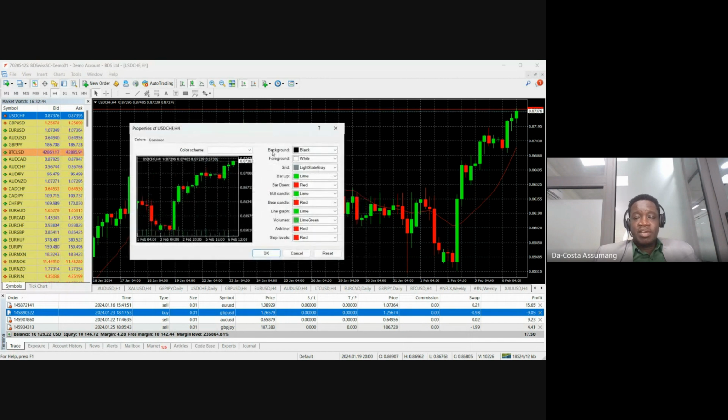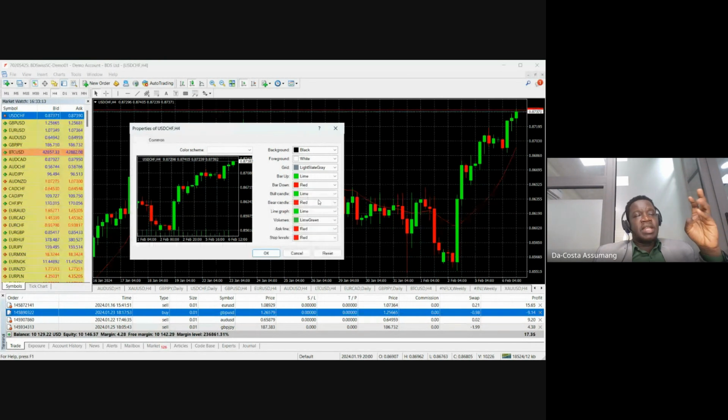Then you will see these features. You see background black. Yes, we already have the background to be black. We have bull to be green. We have bear to be red. Please note these terms. Like I told you yesterday, trading involves two parties: the buyer and the seller. The buyer buys when he believes that whatever he's buying is going to appreciate or go up in value. The seller sells when he believes that whatever he's selling is going to depreciate in value.